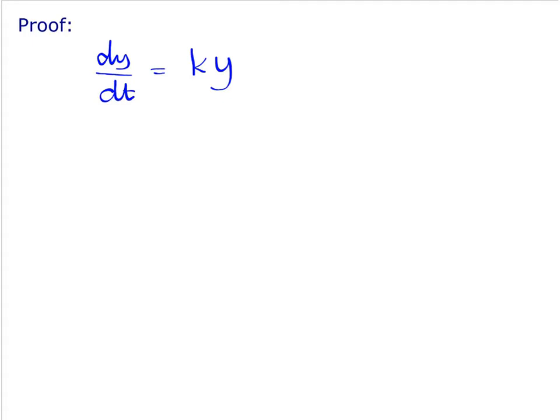Okay, so the proof of this, what we're trying to end up with is y is equal to c e to the kt. That's what we're trying to get equal to. All right, so we're going to do like we do any proof. What I'm going to do is separate the variables. So I'm going to divide both sides by y, so that's going to give me dy over y. And that's going to be equal to k dt.